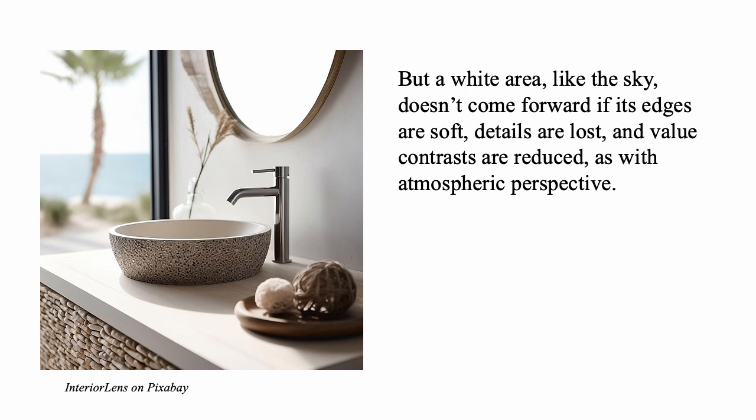Not all white areas come forward. This white sky, for example, doesn't come forward because its edges are soft, details are lost, and value contrasts are reduced, all of which we see with atmospheric perspective. So the sky remains in the distance, while this white table comes forward because it has sharp edges, details, and value contrasts.